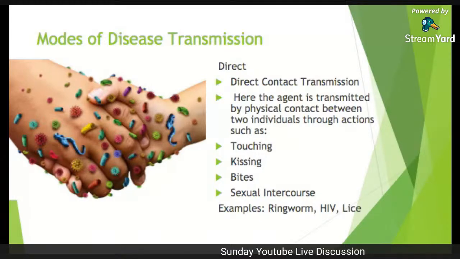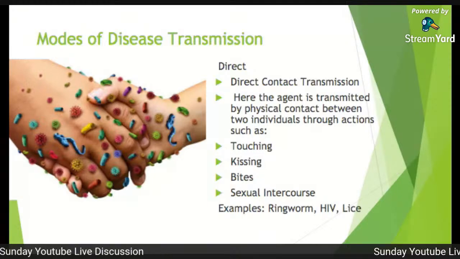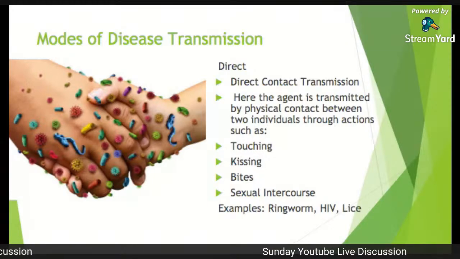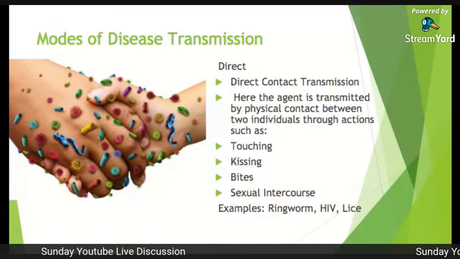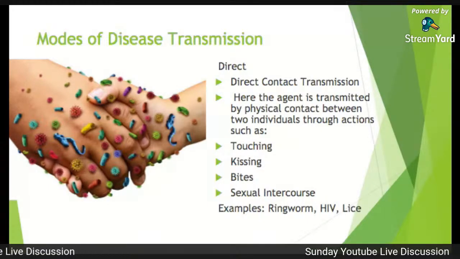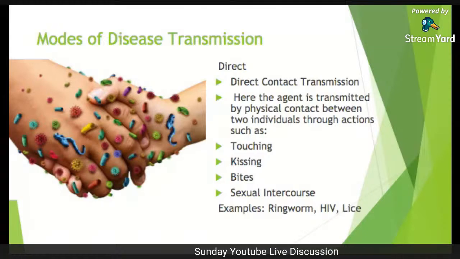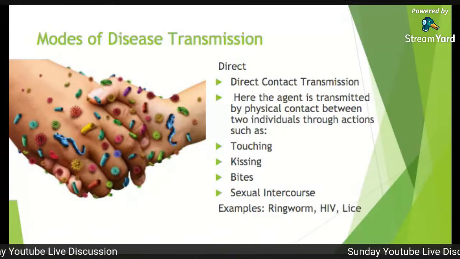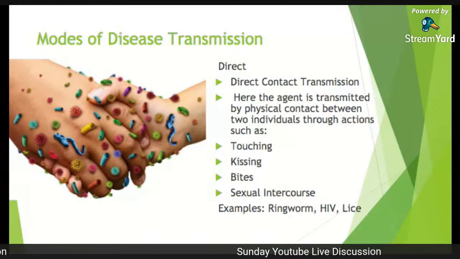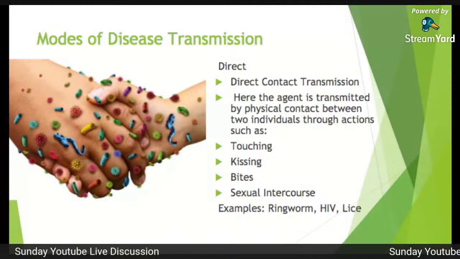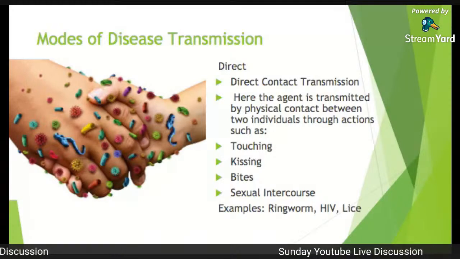Okay, so modes of disease transmission. An example of direct is direct contact transmission. Here the agent is transmitted by physical contact between two individuals through actions such as touching, kissing, bites, or sexual intercourse. Examples of pathogens that can be transmitted this way are ringworm, HIV, and lice. Those are actual parasites that can be transmitted when people have close hair contact, or body contact if they're body lice.